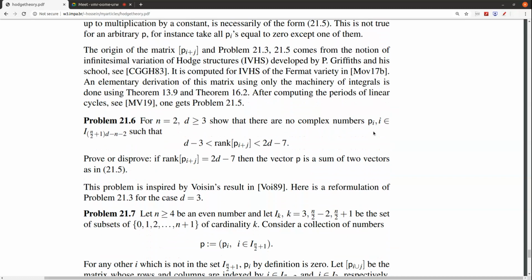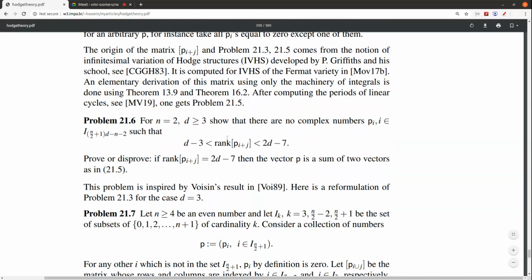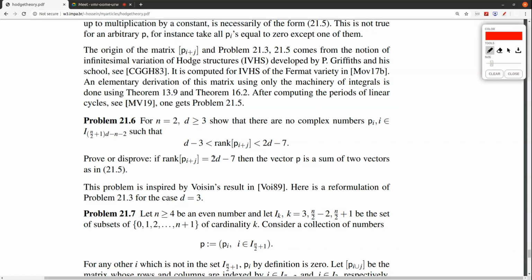This one also I will reach in the next lecture: the interpretation of this in terms of Noether-Lefschetz. Okay, so for n equal to 2 and d bigger than or equal to 3, there are no complex numbers such that the rank of this is between 2d minus 7 and d minus 3.